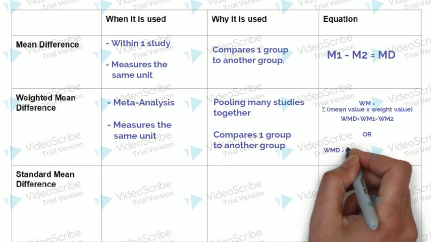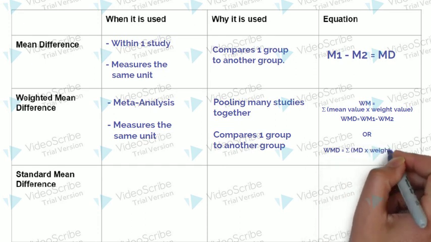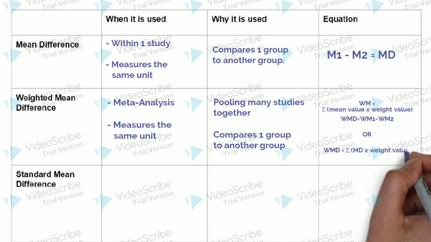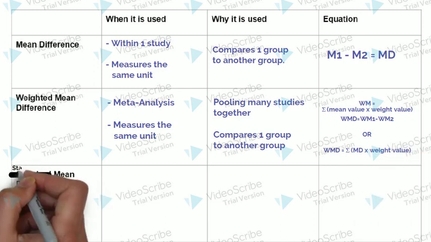Or you can figure out what the mean difference is from each of the study, apply the weight that you had determined, and add all those together to find the weighted mean difference.